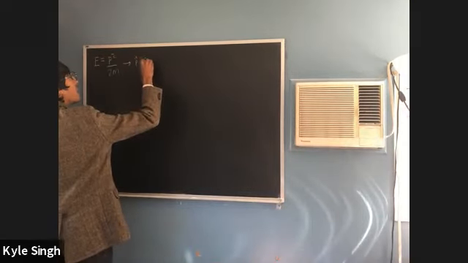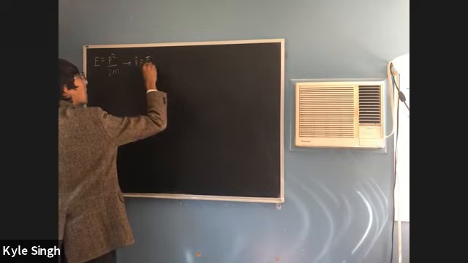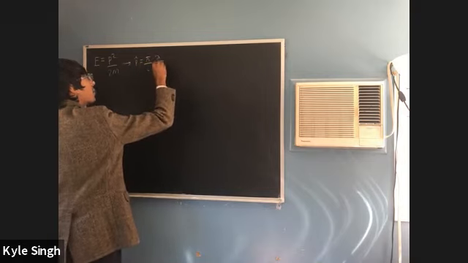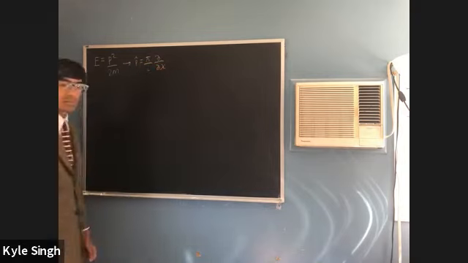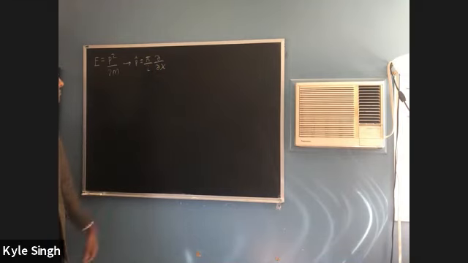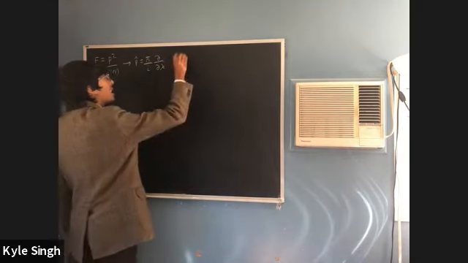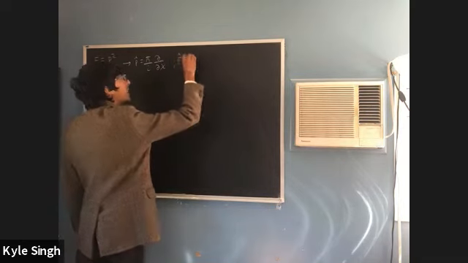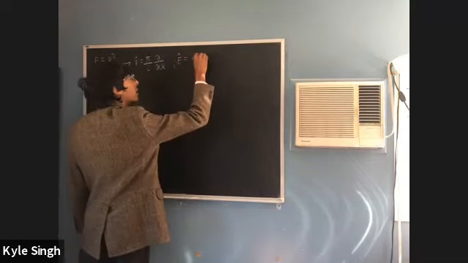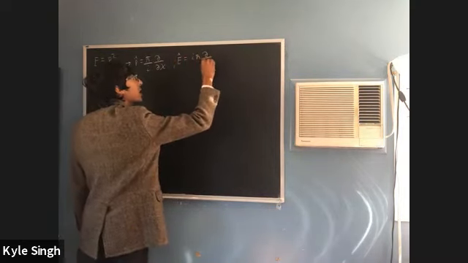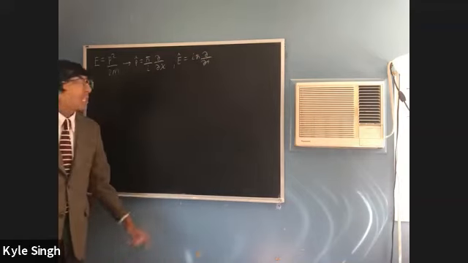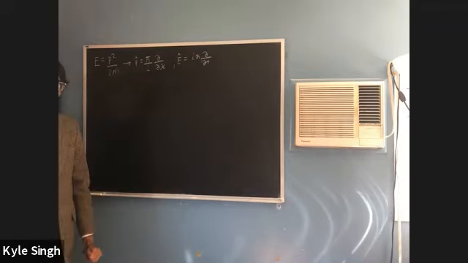So p hat equals h bar over i d/dx. This is in one dimension right now, right? I have no nabla, no gradient. And what's E hat? I haven't shown you E hat. E hat equals i h bar d/dt. So it's a time derivative. Now, how did I get this?